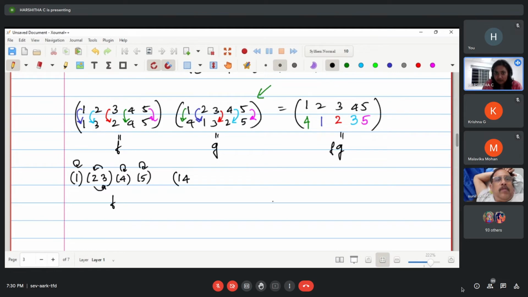Now you look at 4. Where does 4 go to? 2. Now you look at 2. 2 goes back to 1. So we can close this cycle. Then you take something that doesn't appear in this cycle, which is 3 and 5. As I said, for notational purposes, every cycle of length 1, we just ignore it. We don't need to write it. So this is equal to (1, 4, 3, 2). Okay, I hope it's clear till now. Any questions?